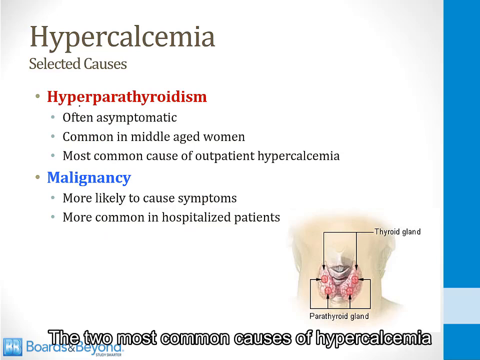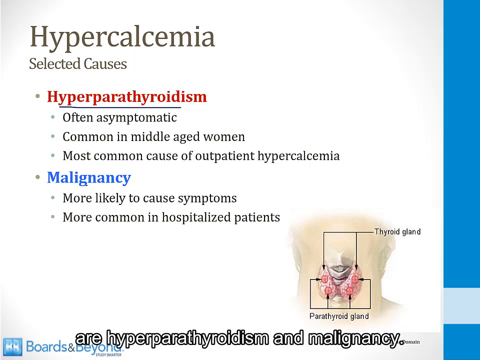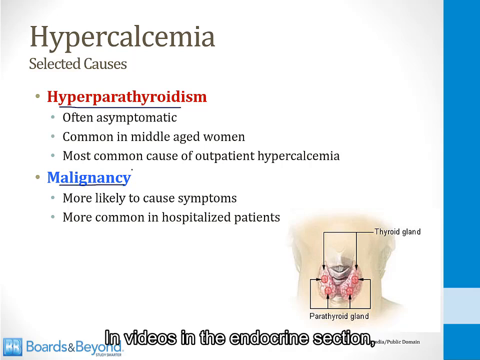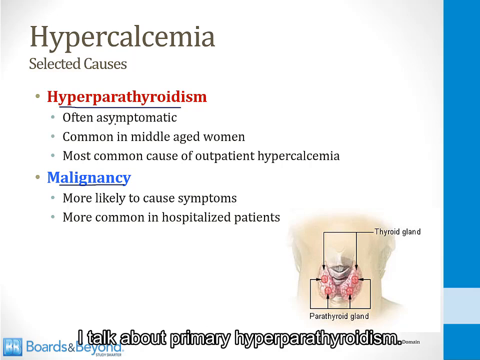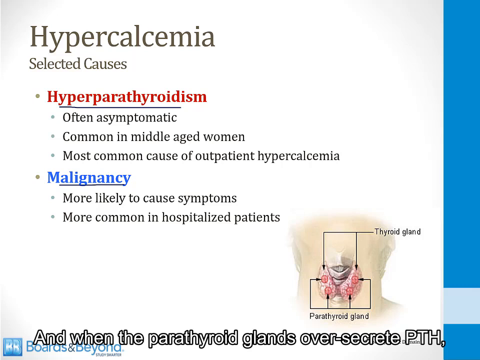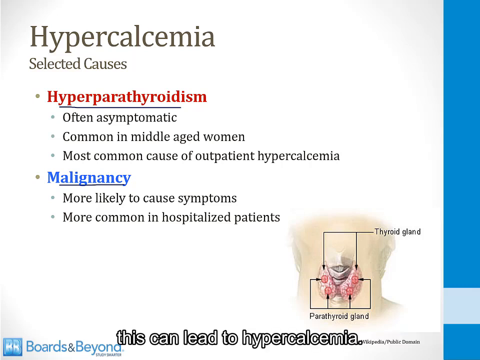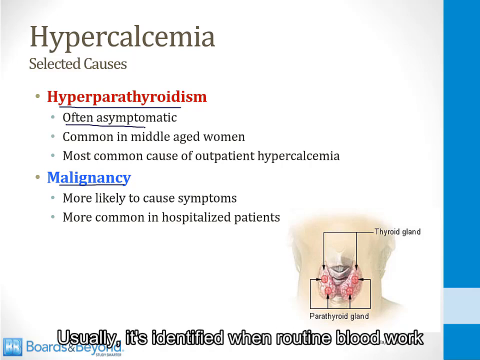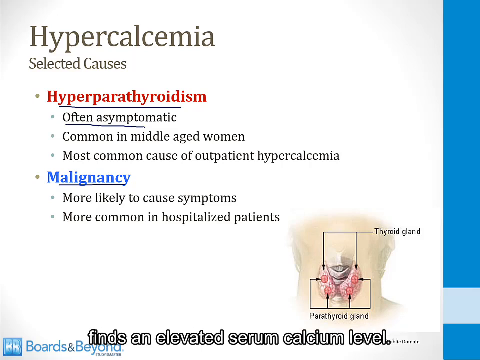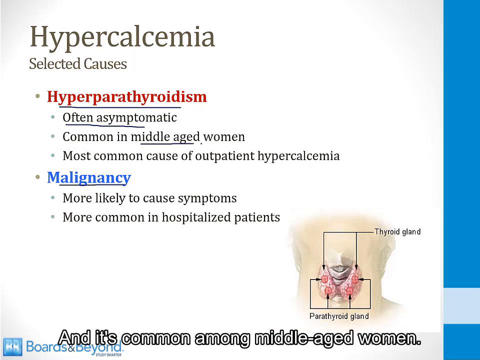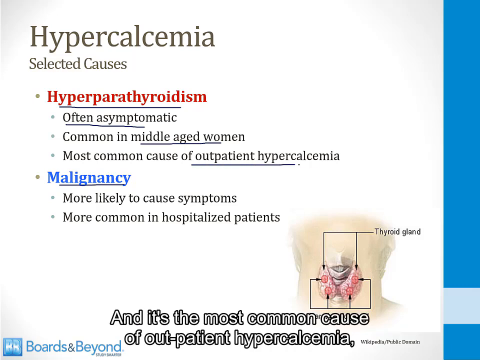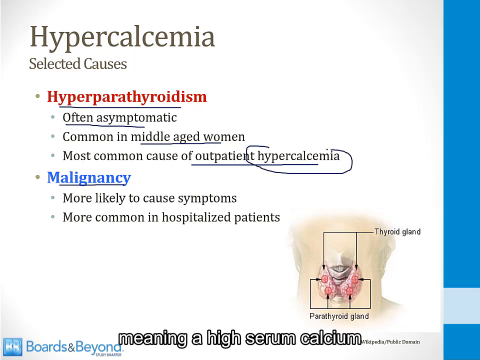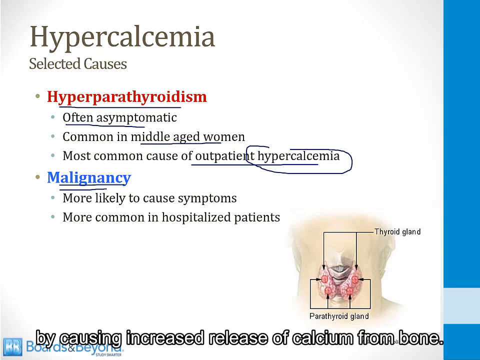The two most common causes of hypercalcemia are hyperparathyroidism and malignancy. In videos in the endocrine section, I talk about primary hyperparathyroidism, and when the parathyroid glands oversecrete PTH, this can lead to hypercalcemia. Usually primary hyperparathyroidism is asymptomatic. Usually it's identified when routine blood work finds an elevated serum calcium level. And it's common among middle-aged women, and it's the most common cause of outpatient hypercalcemia, meaning a high serum calcium in an otherwise healthy outpatient. There are also many malignancies that can lead to hypercalcemia by causing increased release of calcium from bone.